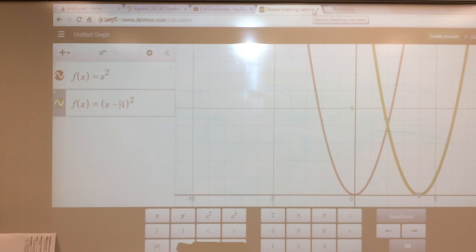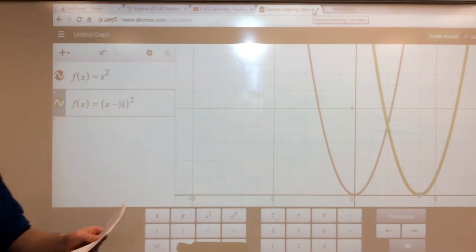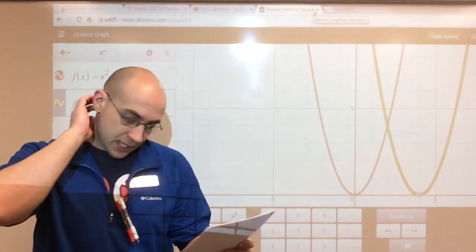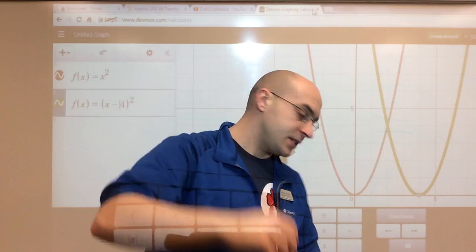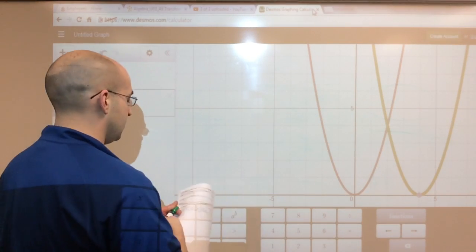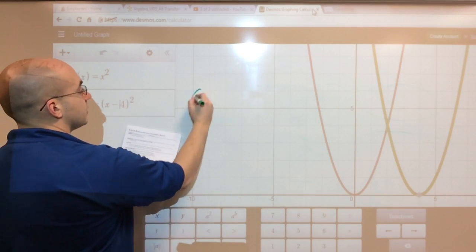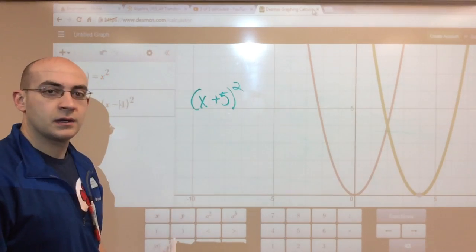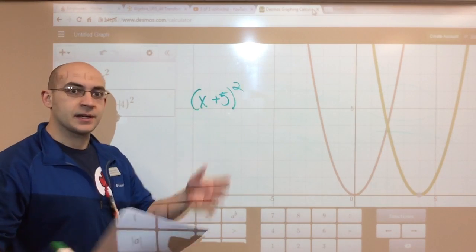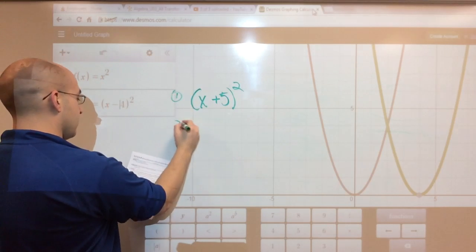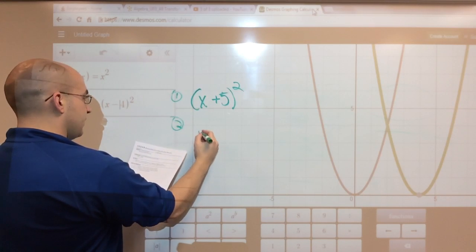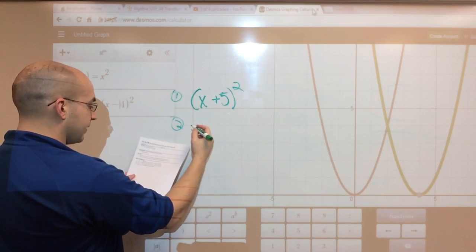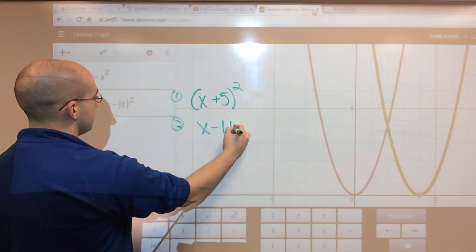For your answers, let me get the answers. Number 1, f of x equals x squared, transform 5 units to the left. So my new function is going to be (x plus 5) squared. Left is plus, right is minus. I know it's a little weird, it's okay. That was number 1. Number 2, f of x equals x squared, transform 11 units to the right. So very simply, minus 11.